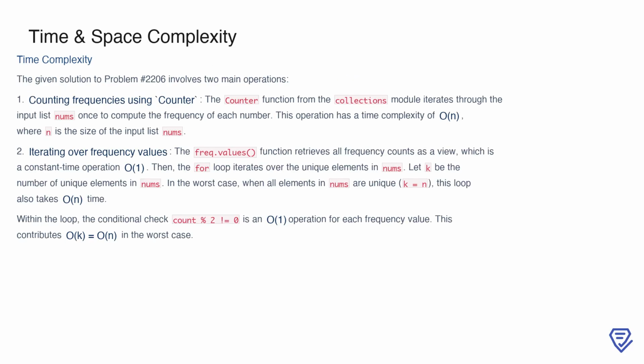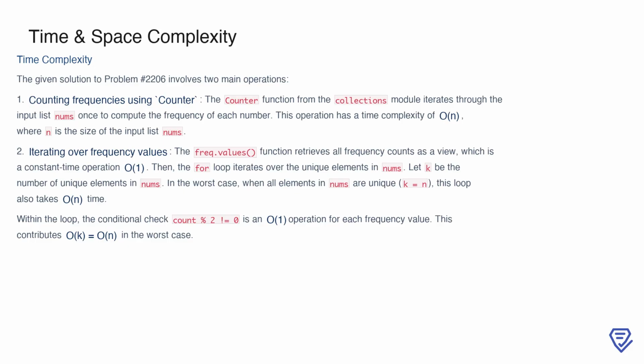To understand the time complexity of this solution for problem number 2206, we break it down into two main operations. First, we use the Counter function from Python's collections module to calculate the frequency of each number in the input list nums. This step involves iterating through the list once, and since it processes each element exactly once, its time complexity is O(n), where n is the size of the input list.